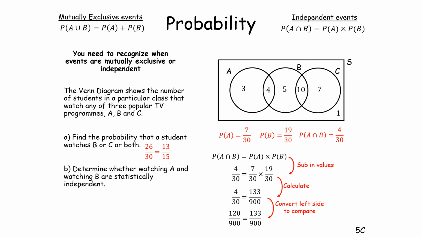So now if you give this a common denominator, we'll clearly see it's actually not equal. So as the rule for independence does not work, the events are not independent of each other. So here we could see clearly probability A and probability B are not independent events.